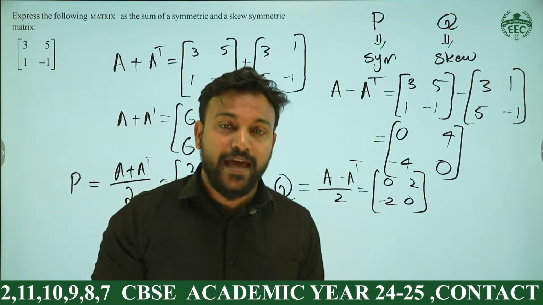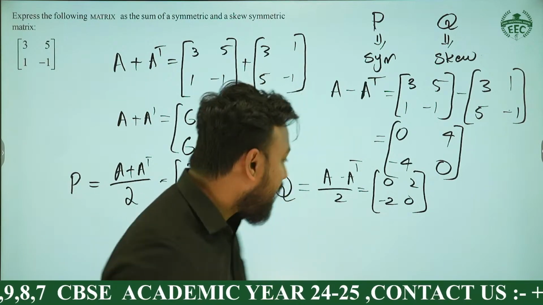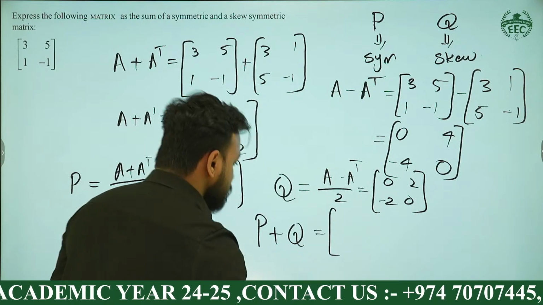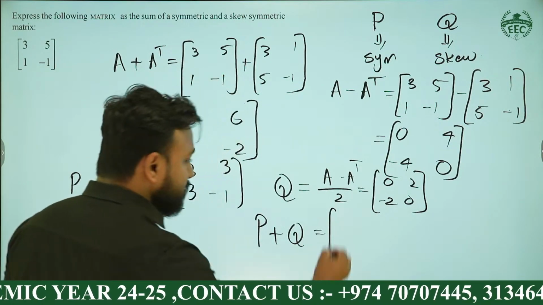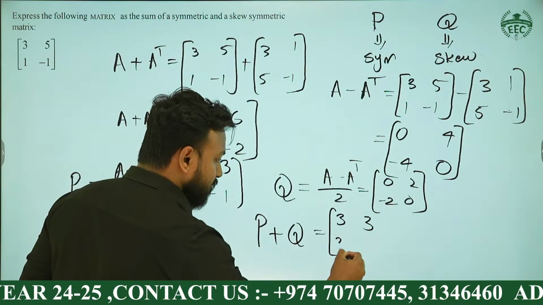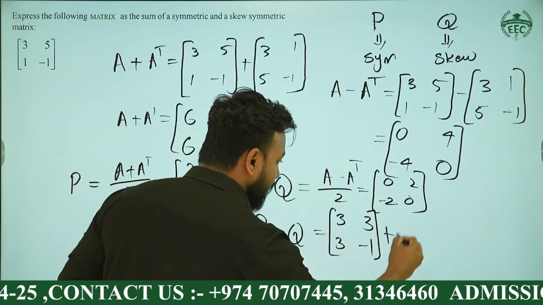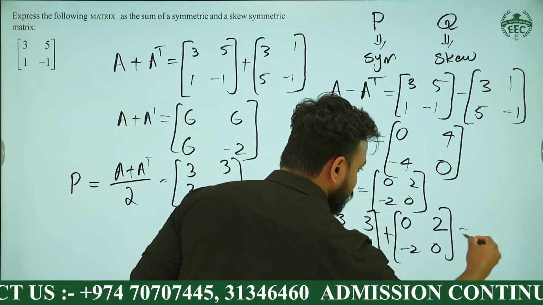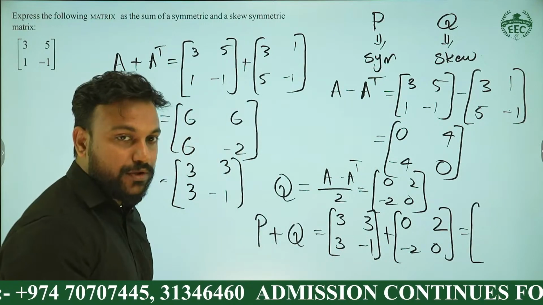One is P, another one is Q. If we add these together, what happens? I'm going to add these two matrices. First one is P. P is 3, 3, 3, minus 1. And second one is Q: 0, 2, minus 2, 0. If we add these two matrices together, what will you get?